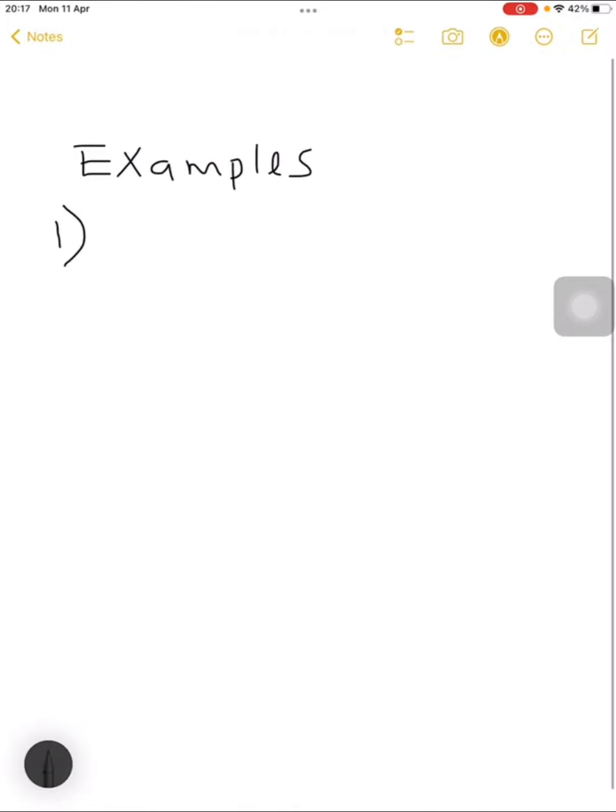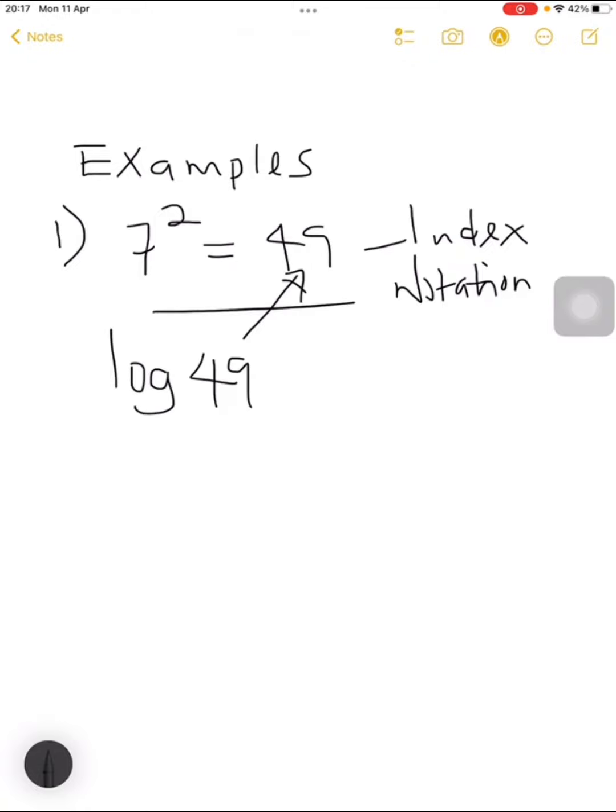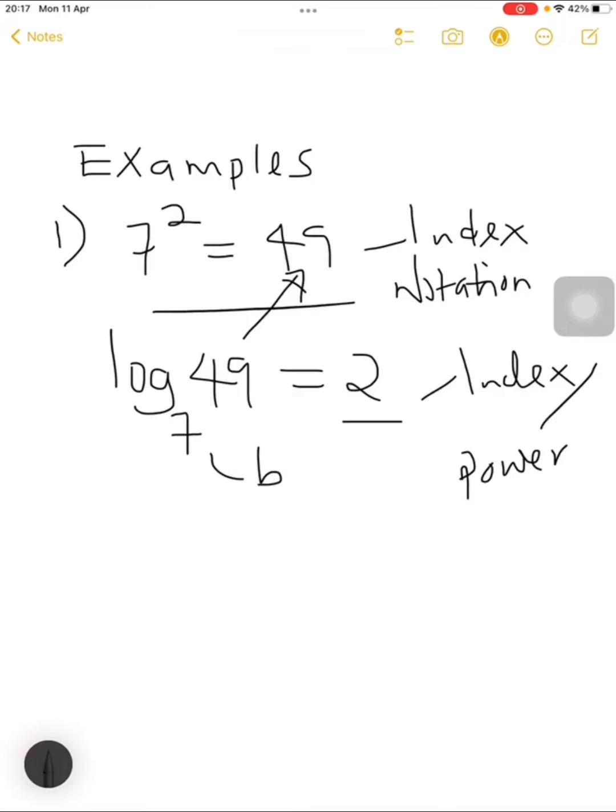Example number one, we have 7 squared is equal to 49. This one is already in index notation, and we want to express it in logarithmic notation. So in log, you will say this is log 49 base 7 is equal to 2. So this is your index or just the power, and here is your base.